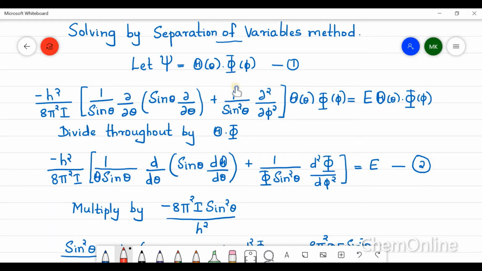similarly here also we have 1 by sin square theta dou square by dou phi square of theta into phi. Here phi is the variable, so theta will be a constant. So it will be theta into dou square phi by dou phi square. And when you divide by theta into phi, that will be 1 by phi sin square theta d square phi by d phi square equal to E. Let this be equation 2.